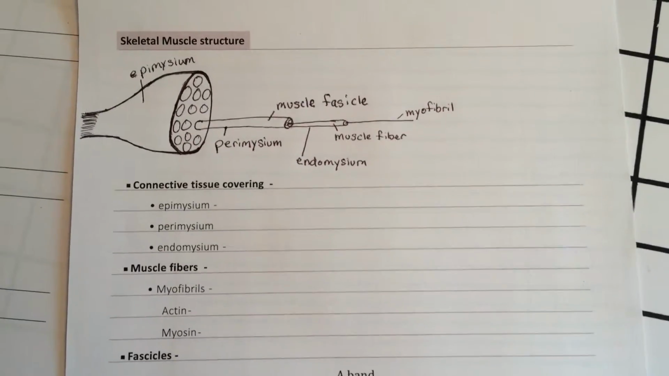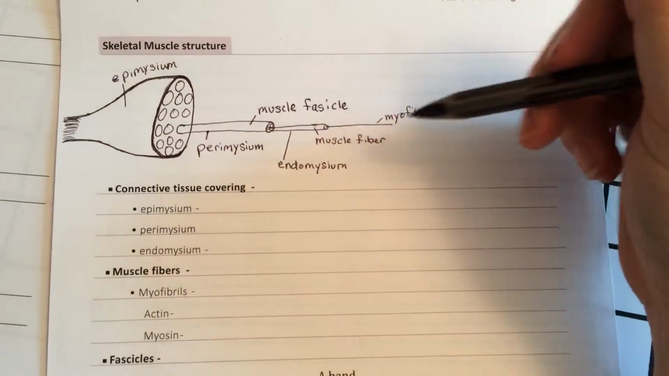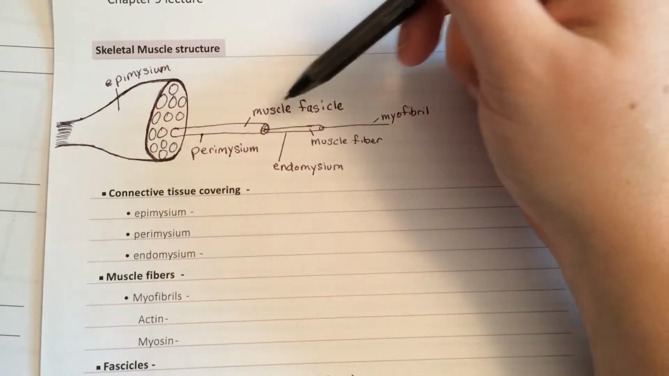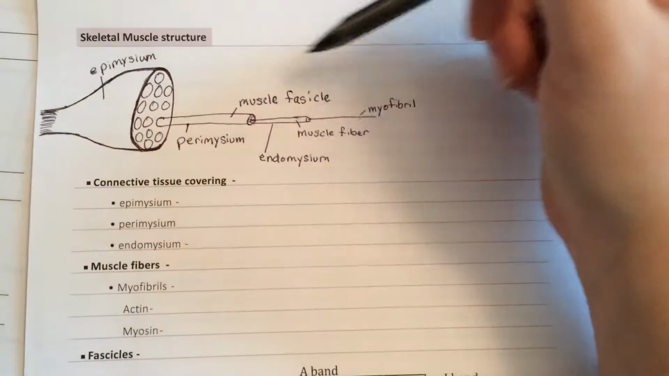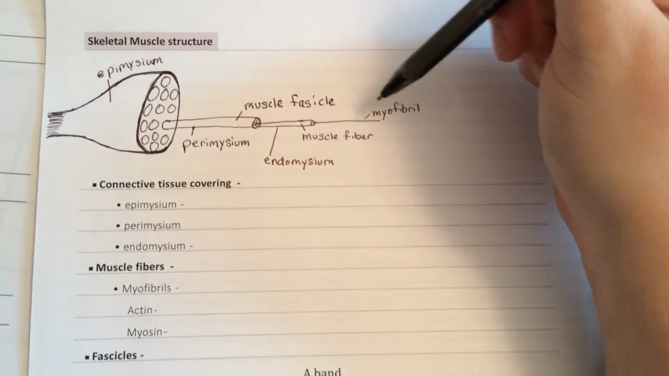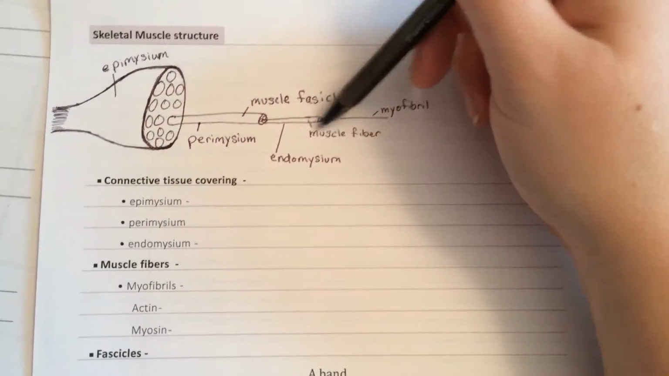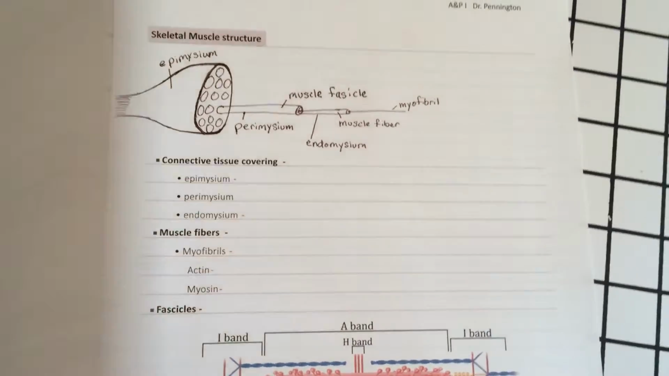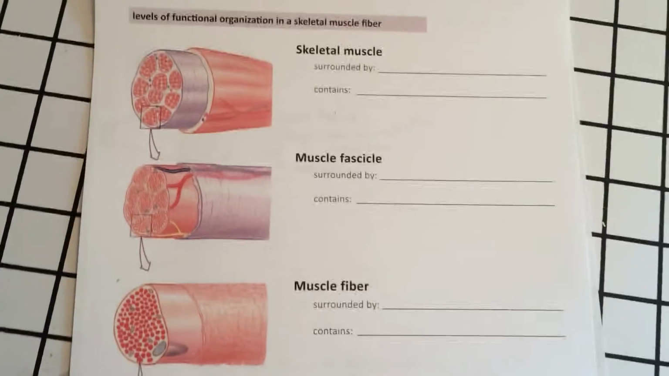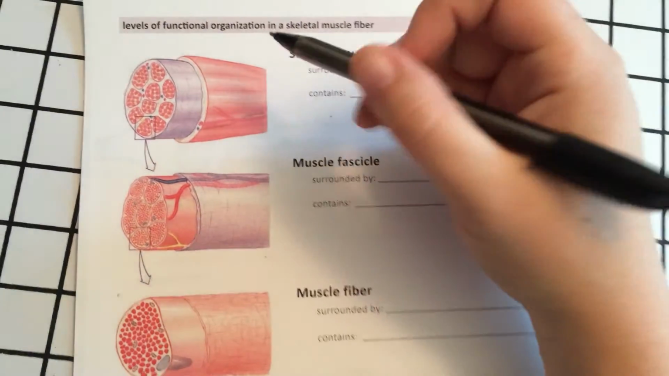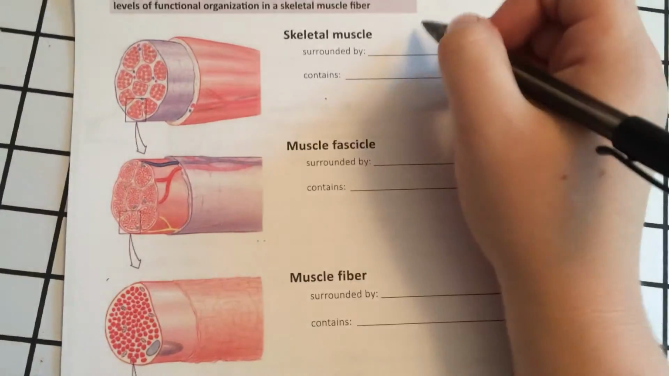Okay, so that kind of shows the progression, the makeup of one skeletal muscle structure. You're going to find a bunch of muscle fascicles within the skeletal muscle. You're going to find a bunch of muscle fibers within a fascicle, and you're going to find myofibrils within that muscle fiber. So I'm going to jump over to the second page, because that's exactly what this whole page breaks down. You have your skeletal muscle.